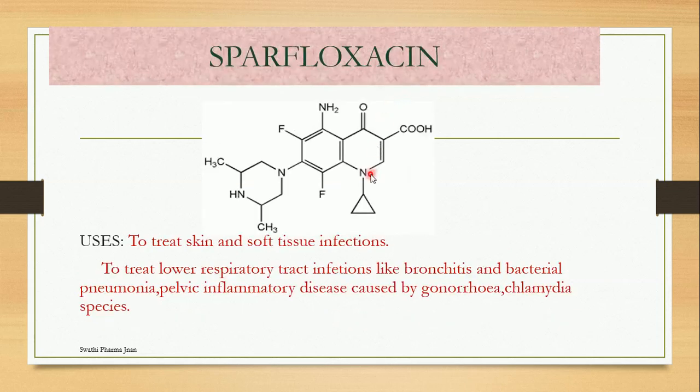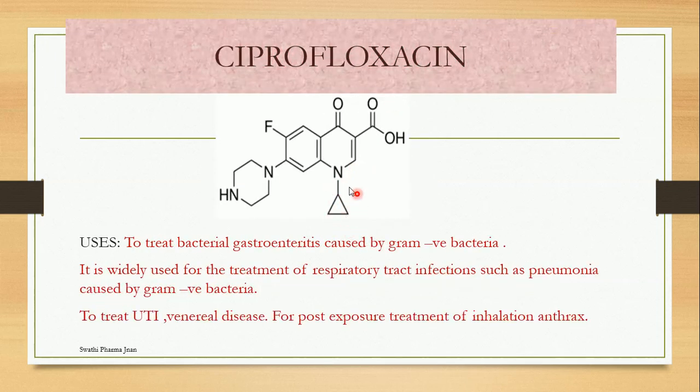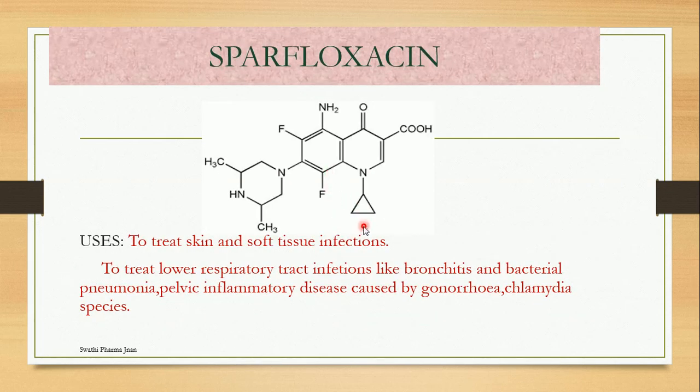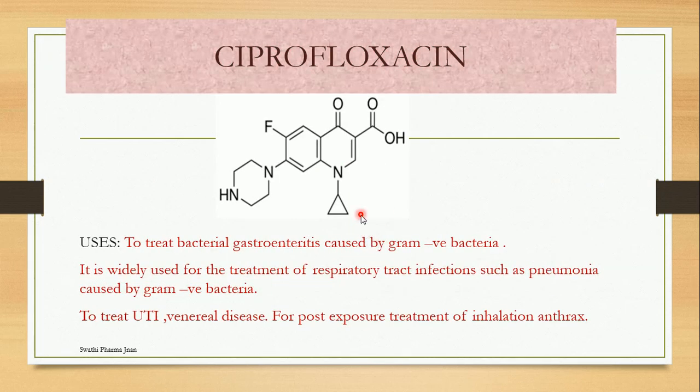In SwathiPharmaJnan and CIPROFLOXACIN there is a cyclopropyl group present at the first position. Only these two structures contain a cyclopropyl group at the first position. At the second position there is no substituent. If any substituent is introduced at the second position, then it will greatly abolish the antibacterial activity.